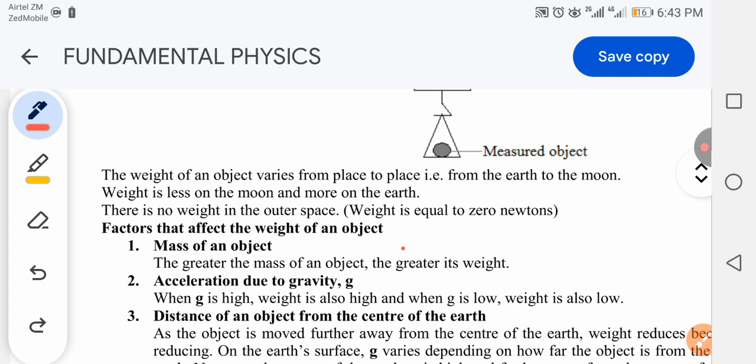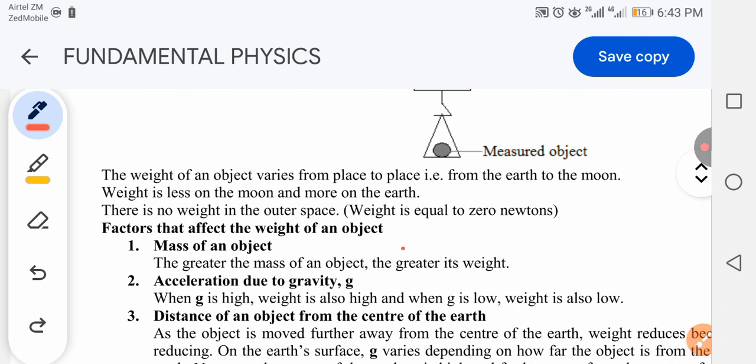If you compare the weight of an object on Earth and on the moon, you'll see that on the moon the object will have less weight, while on Earth the object will have what? More weight. So moving on, there is no weight in outer space. Weight is equal to 0 newtons in space.